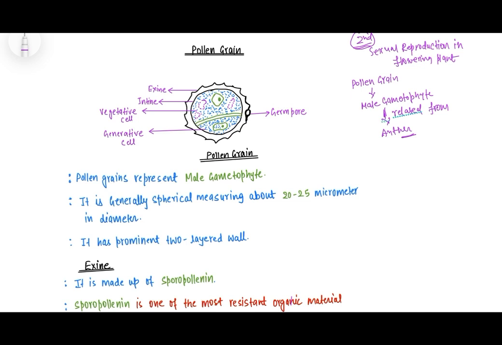Okay, so this is a diagram of pollen grain. It has been taken from NCERT book. So this is an important diagram. We'll look into it. It is generally spherical in shape and it measures about 20 to 25 micrometer in diameter. Okay, it has prominent two-layered wall.